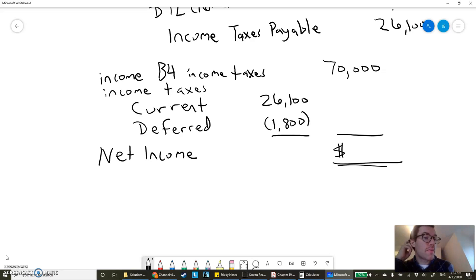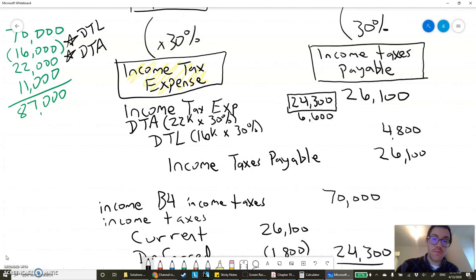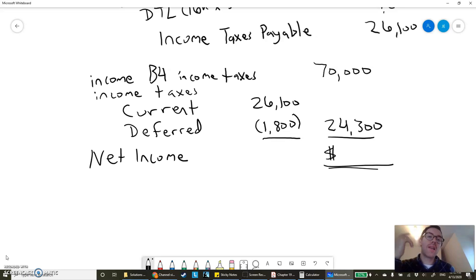And so the net $24,300 is your net income tax expense, which should look familiar. That is the income tax expense you made your journal entry, so has to be like that. Meaning your net income is, let's see here, 45,700. Pretty sure. Okay, that's part C. That is how that would look like.